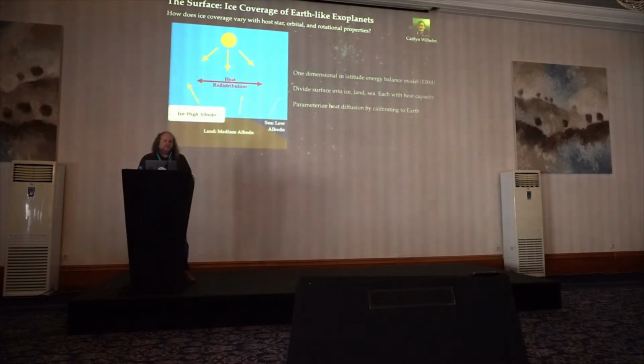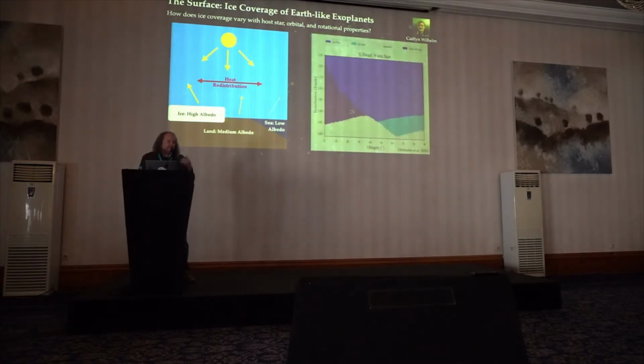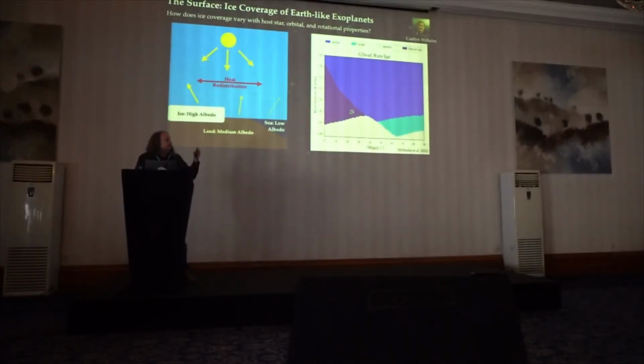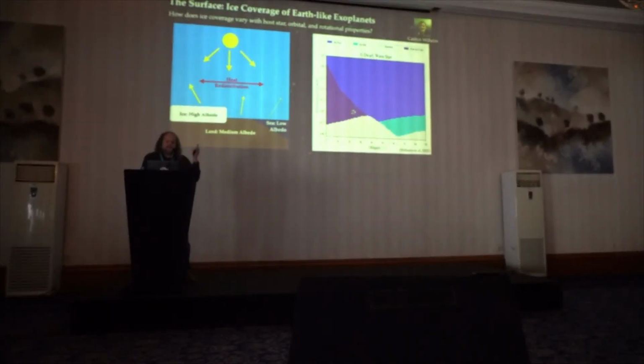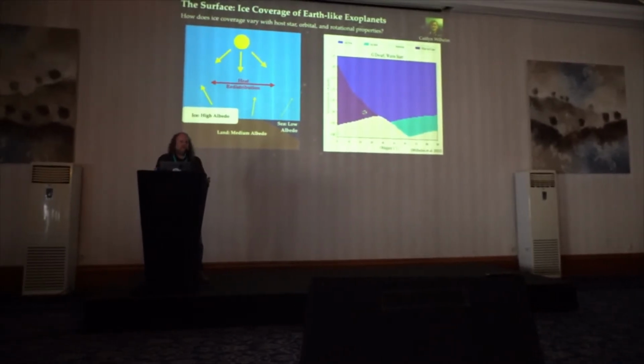To complete this work, she used an energy balance model, which is just a one-dimensional climate model in latitude, in which we divide the surface up into 3 components: ice, land, and sea, allow heat to move between the different components, and then look at what the final climate state is after 1 million years. And here's the result from her paper that also came out earlier this year, where the vertical axis is the incident stellar radiation in units of the current amount on the Earth. And the obliquity is on the horizontal axis.